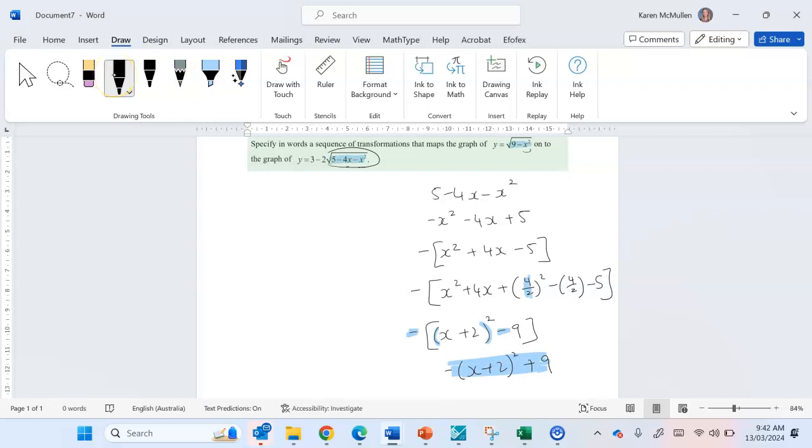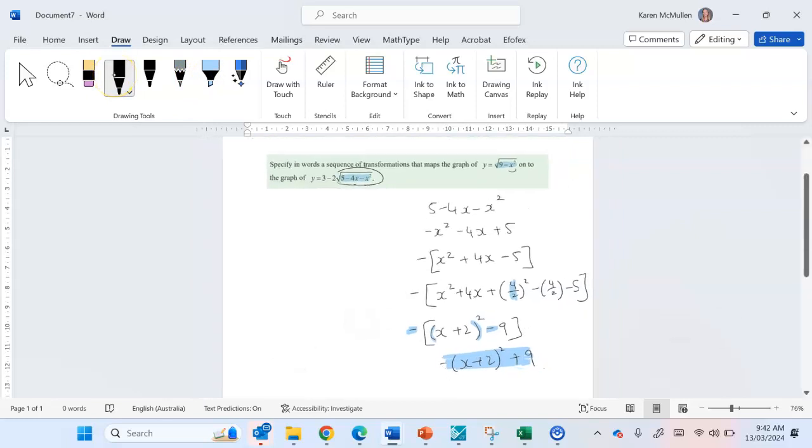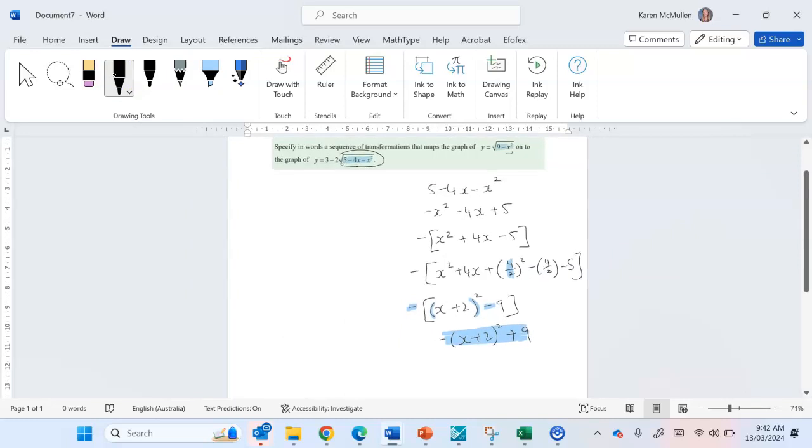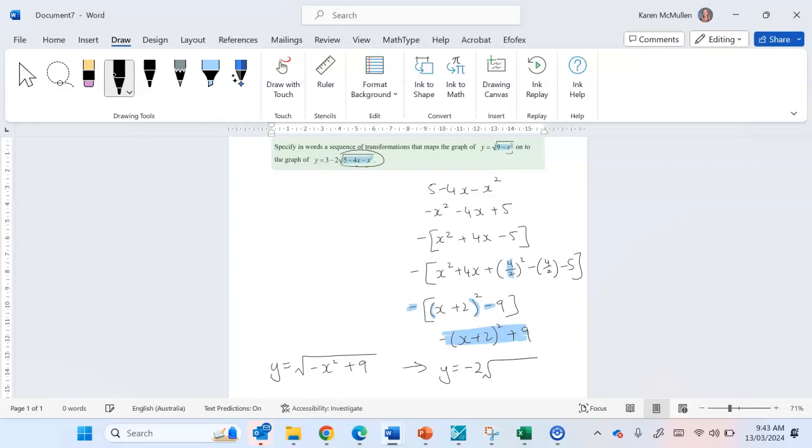So I'm going to rewrite each function again. Maybe just make it a little bit smaller. We're going from y equals the square root of negative x squared plus 9, and I might just rearrange this while we're here, to y equals, and I'm going to put the square root first, just because we're used to seeing that, to the -2, obviously at the front. Negative x plus 2 squared, plus 9, and then we've got a plus 3 on the end.